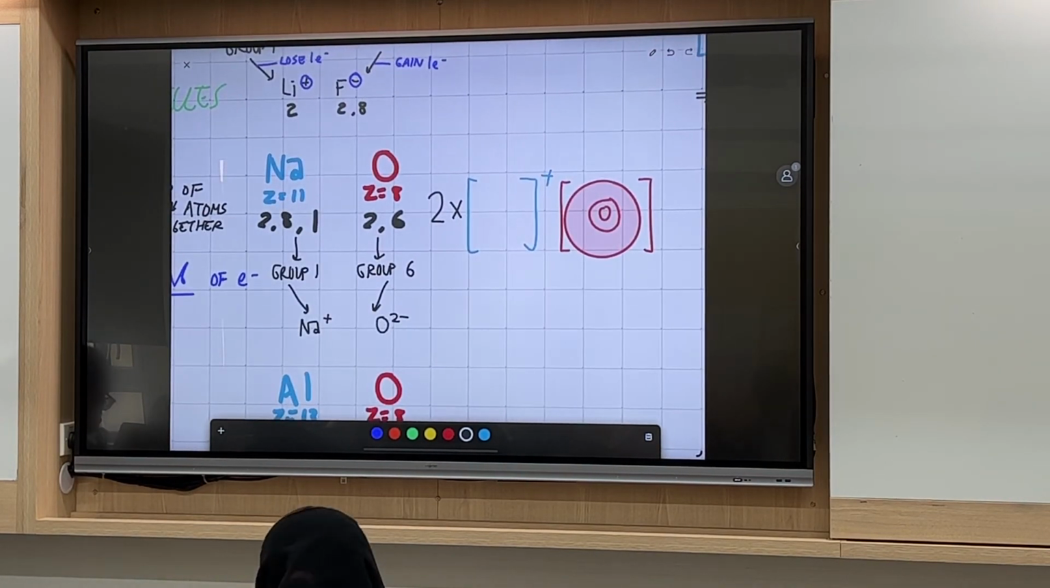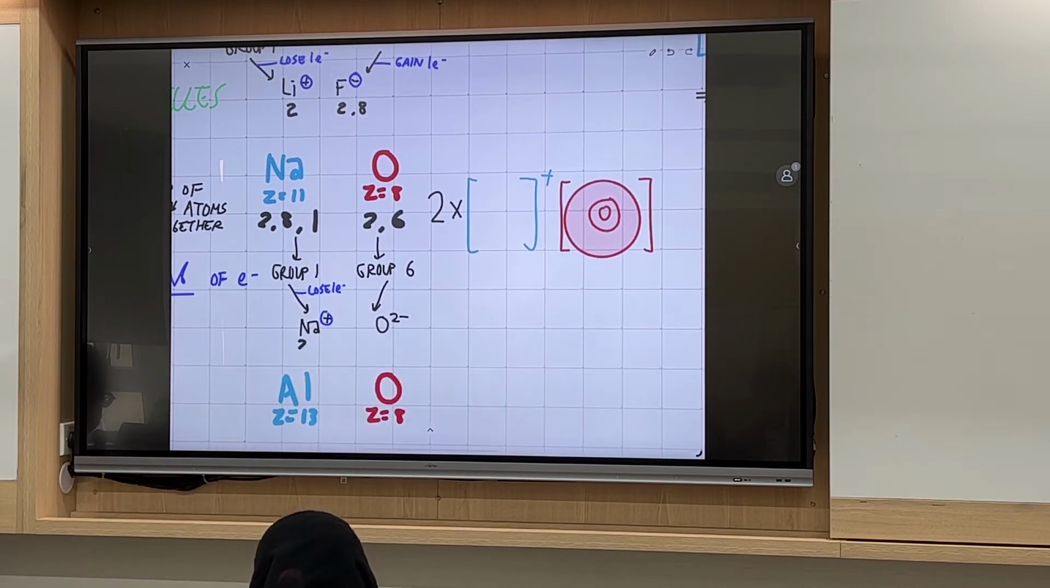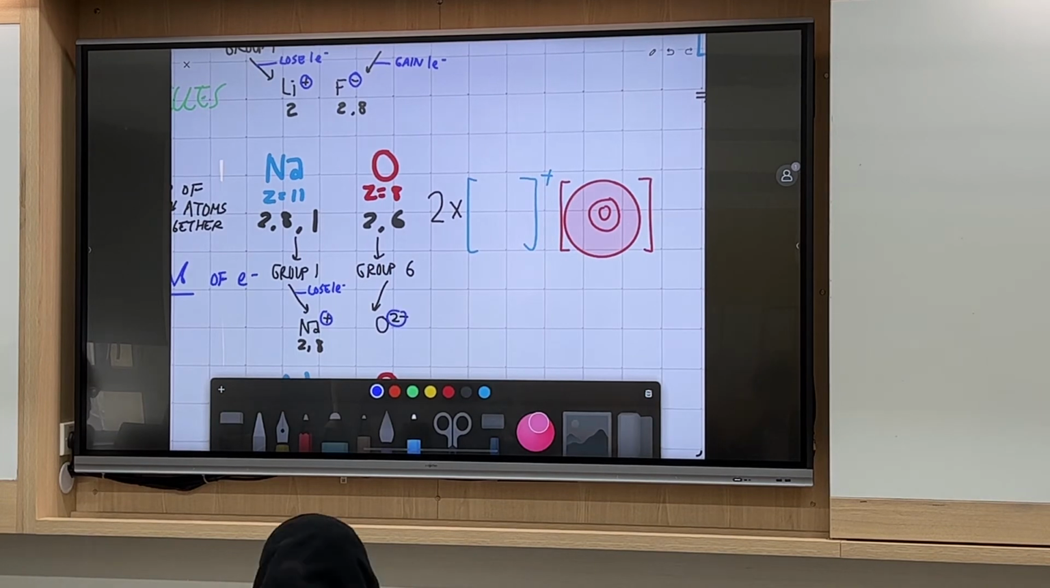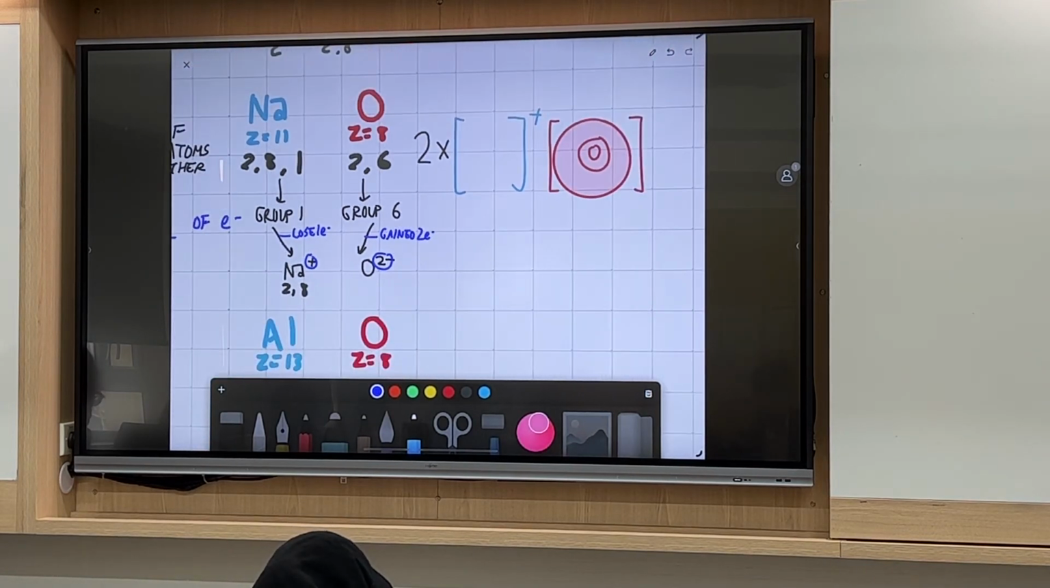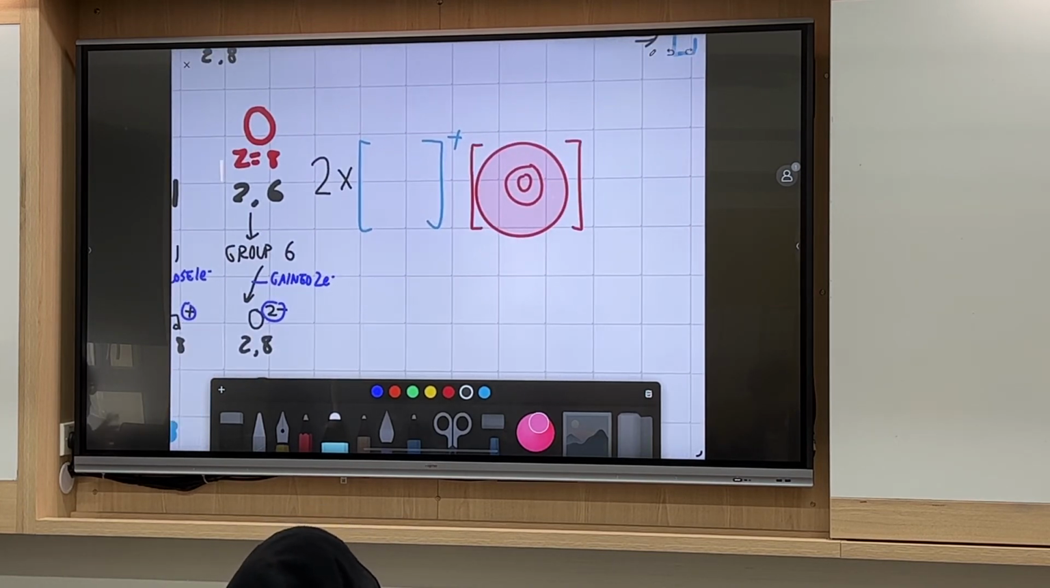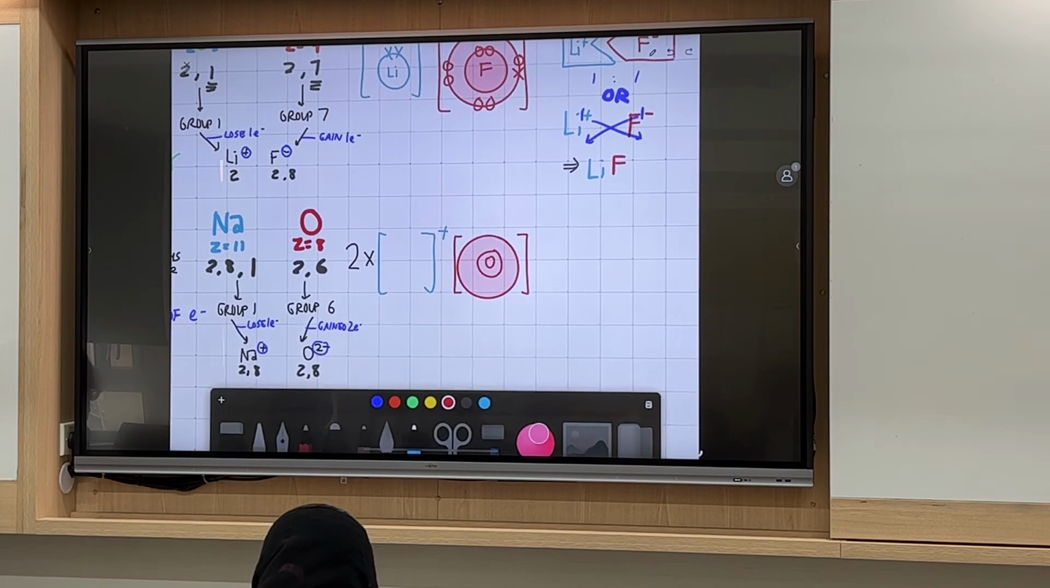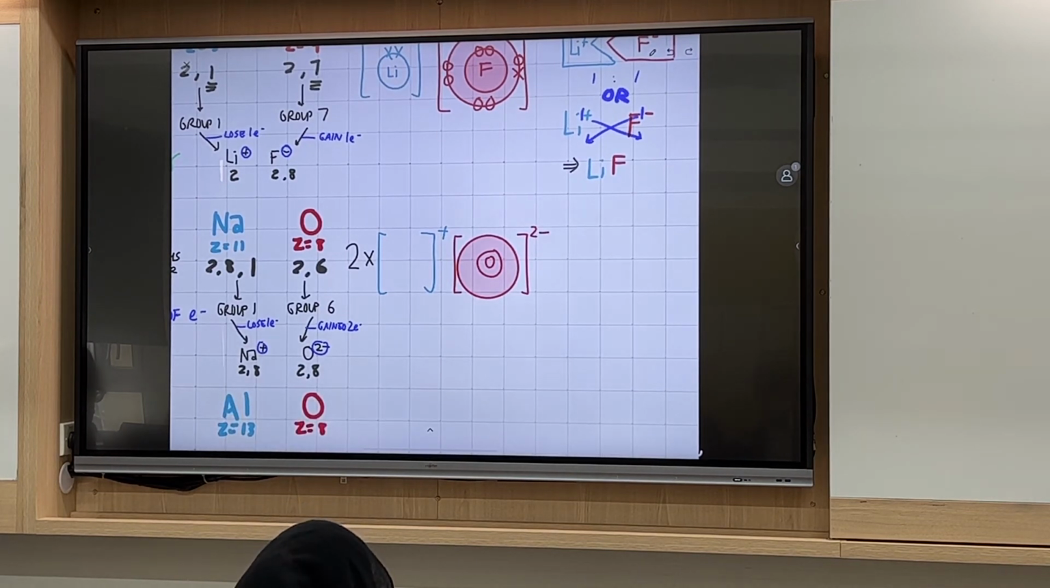So when Na loses one electron to become Na+, how many electrons? After losing one electron, its electron arrangement will become 2, 8. What about O? The 2- charge suggests that it has gained 2 electrons. So what is the new electron arrangement of O2-? It will also be 2, 8. It's just that for O, the last 2 electrons you must draw in a different shape, maybe in dots or maybe in crosses.